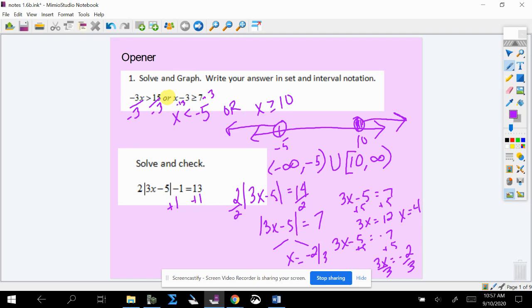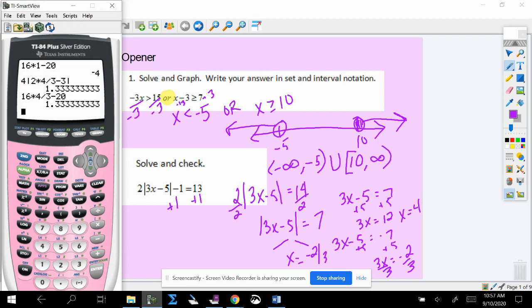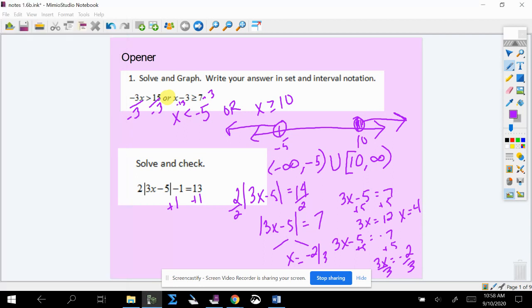We should not have an extraneous solution because we didn't have variables on both sides. But if you want to check to see if your answers are right, you can grab a calculator. And we're going to type in 2, go to math, number, absolute value. 3 times, I'll check 4 first, 4, minus 5. And then outside the absolute value, -1. And that equals 13. And then I'm going to do a quick check on the other one, 2, absolute value, 3 times -2 divided by 3, minus 5. And then outside the absolute value, -1. And we get 13. So both are valid answers.